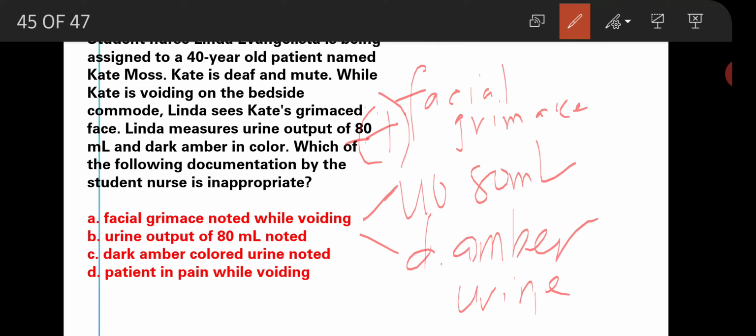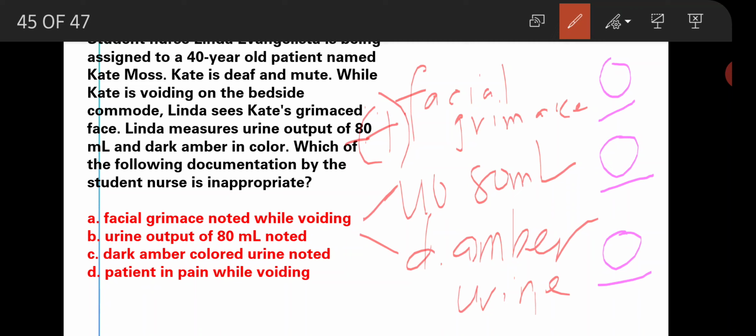Now let's identify. Is facial grimace subjective or objective? It is objective, yes, because using your sense of sight, you see the patient making a grimace face. What about the urine output of 80 ml? Is it subjective or objective? Objective, yes, because you measure it. And next we have the dark amber urine. Is it subjective or objective? Yes, it is also objective because using your sense of sight, you see the color of the urine.